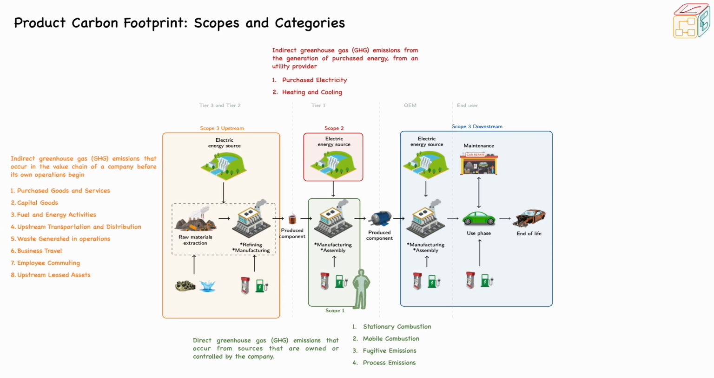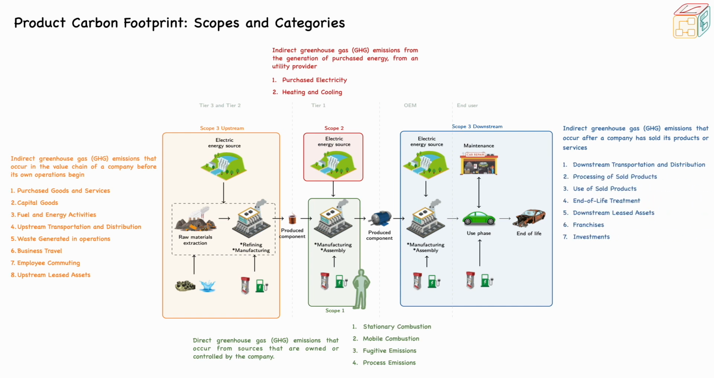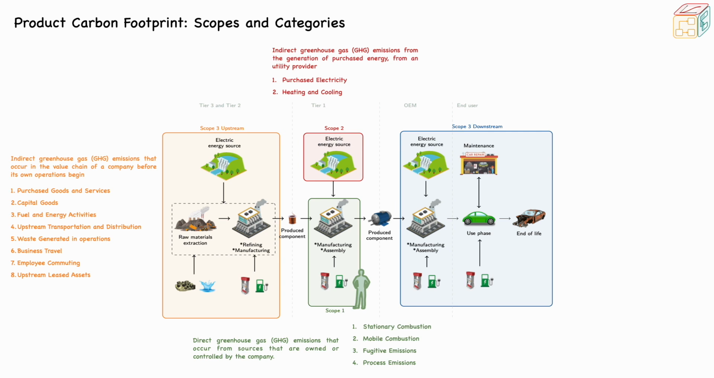Scope 3 upstream is made of indirect greenhouse gas emissions that occur in the value chain of the company before its own operations begin. It is made of 8 categories. And the Scope 3 downstream, which is indirect greenhouse gas emission that occur after the company has sold its product or service. It is made of 7 categories. For this time, we will overlook the Scope 3 downstream, too complex for this overview.